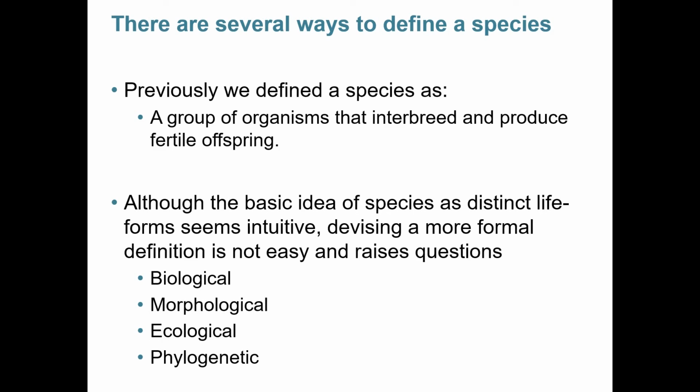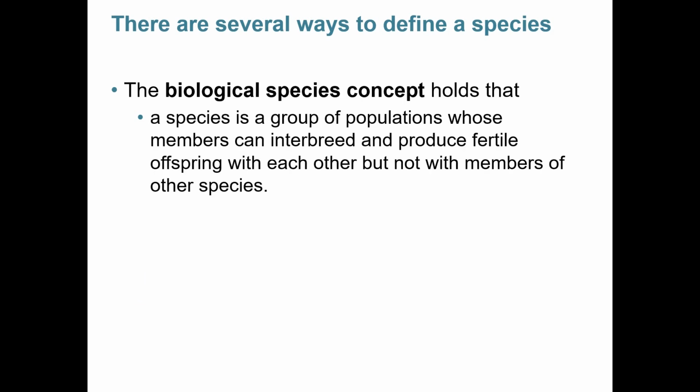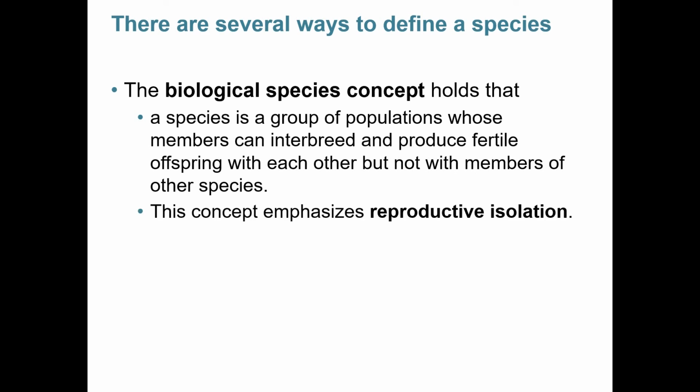The biological species concept, or biological species model, is the one that you're familiar with. This is the idea that a species is a group of populations whose members can interbreed and produce fertile offspring with each other, but not with members of other species. This concept emphasizes something called reproductive isolation. The classic example of this is the mule.